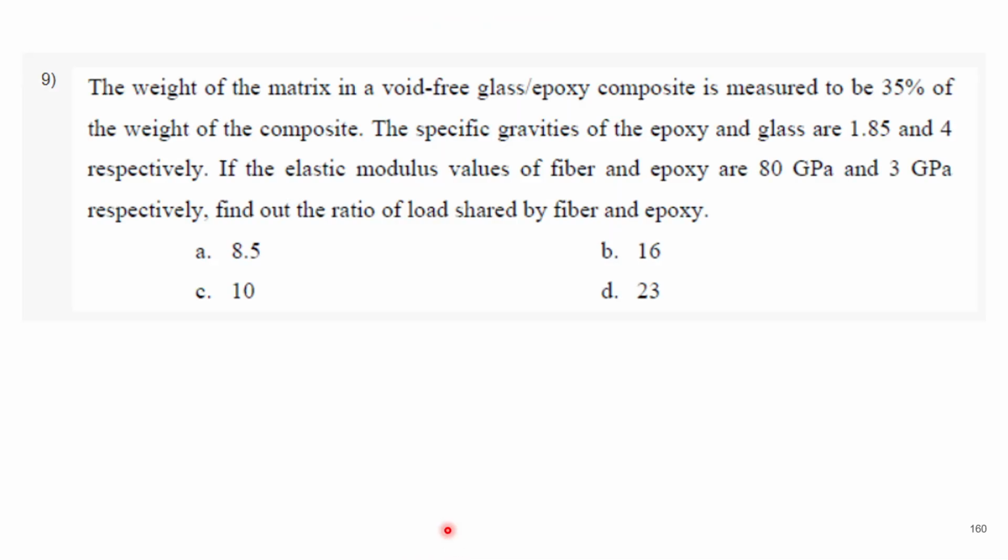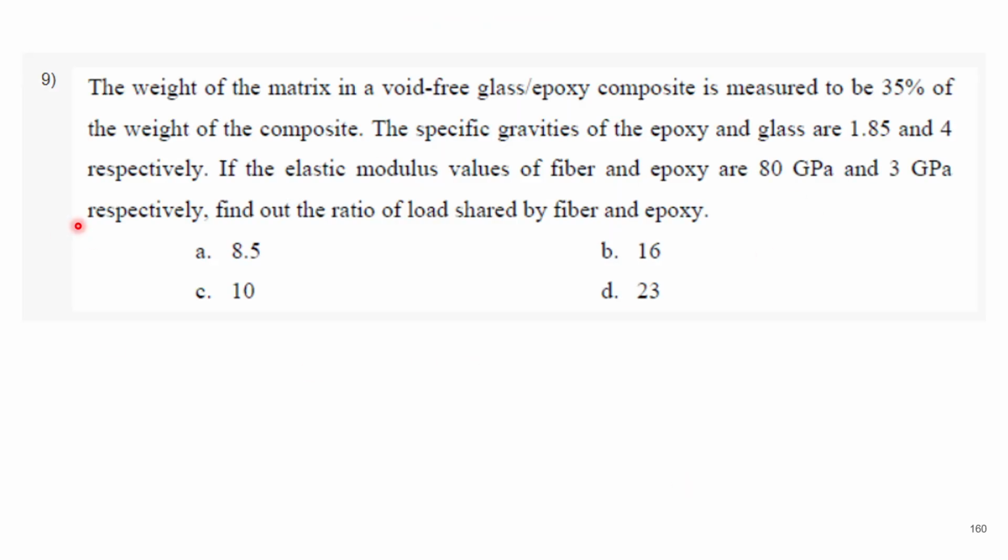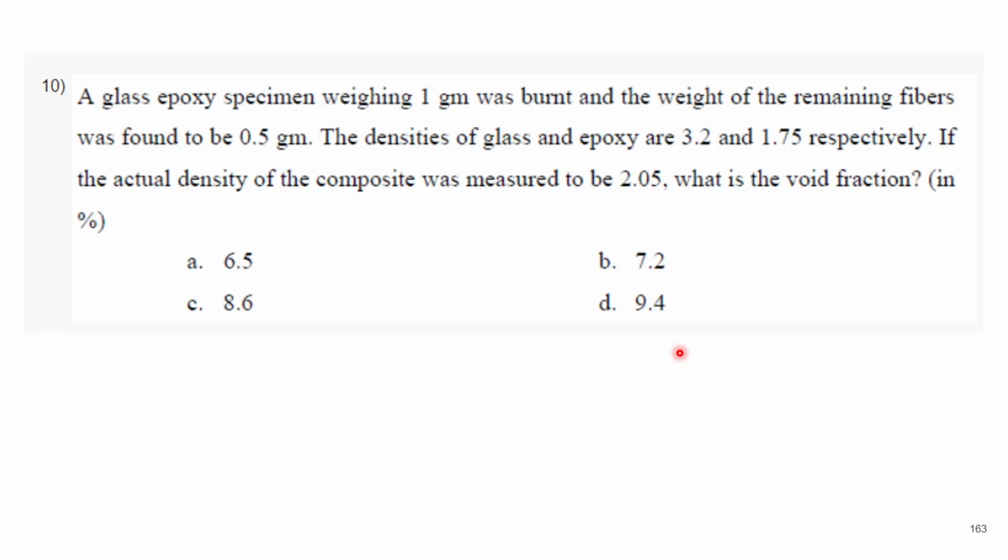Hence the ratio of load carried by fiber and epoxy, that is matrix, will be PF by PM, which is equal to PF by PC divided by PM by PC, which is equal to 0.96 divided by 0.04, that is equal to 24, which is nearly 23, because 24 is not the option provided, so we will take the nearest option, which is 23. So D, 23 is the right option.